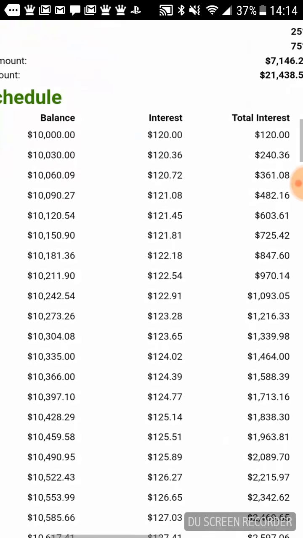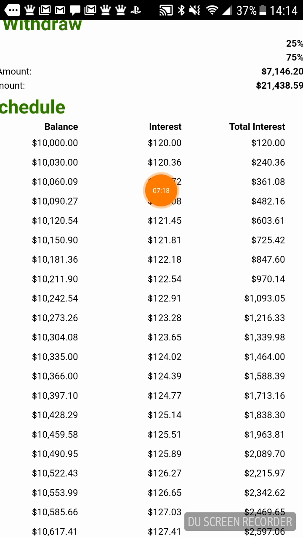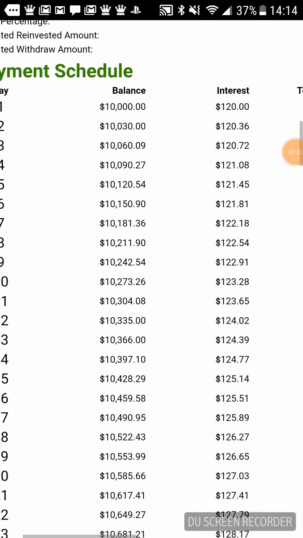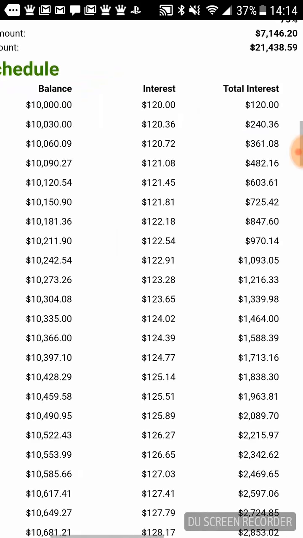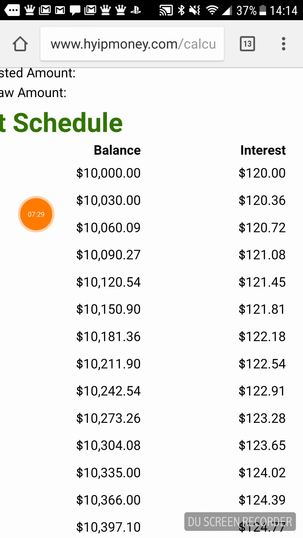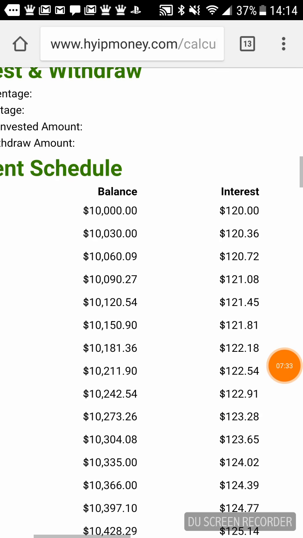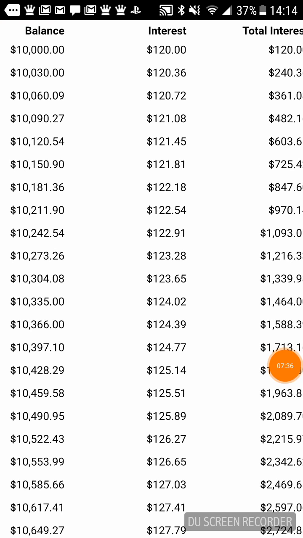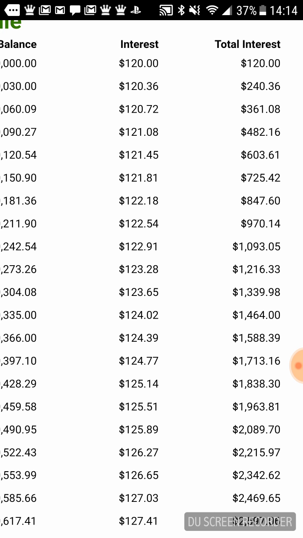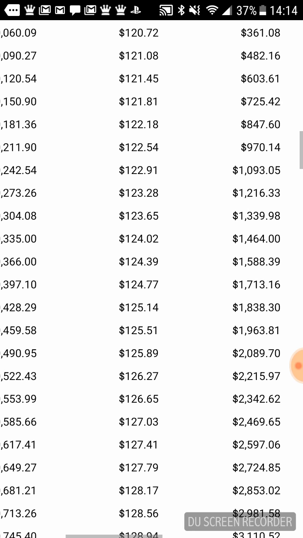Okay, so day one, the interest payment was $120. I was spot on with my little head math on how much interest you would get. And as you can see over here, they have reinvested 25%, which would be $30, right? And you see the interest going up every day. So you're pulling out 90 with this plan versus 120, right?